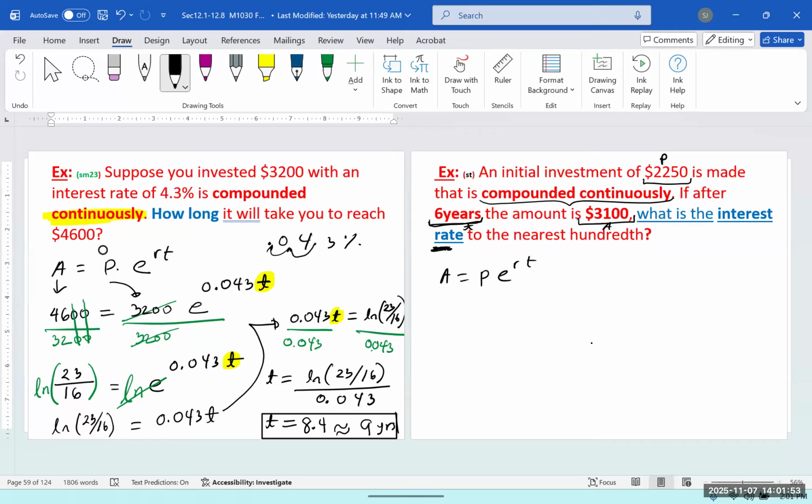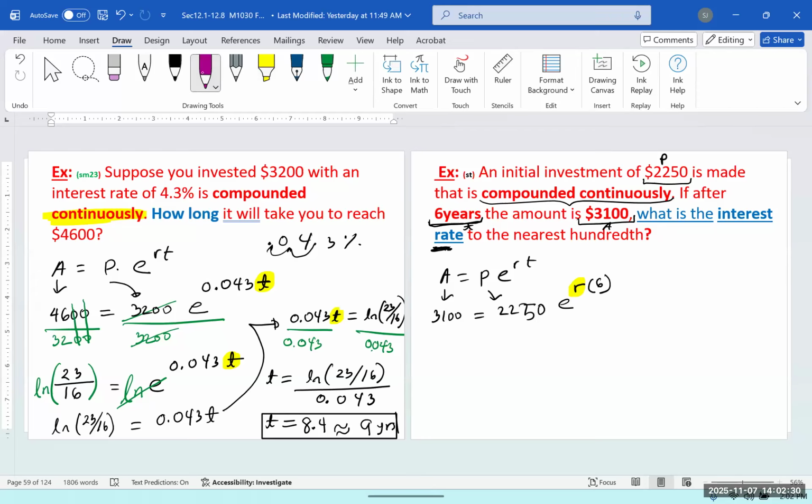So we don't know what the interest rate is. So 3,100, principal is 2250, e to the, we have no idea the interest rate, but we do know we have to wait for 6 years. So this situation is the same as the last one. We are missing something that is on the power. That means it's an exponential function. Anytime the variable is on the power, it's exponential.